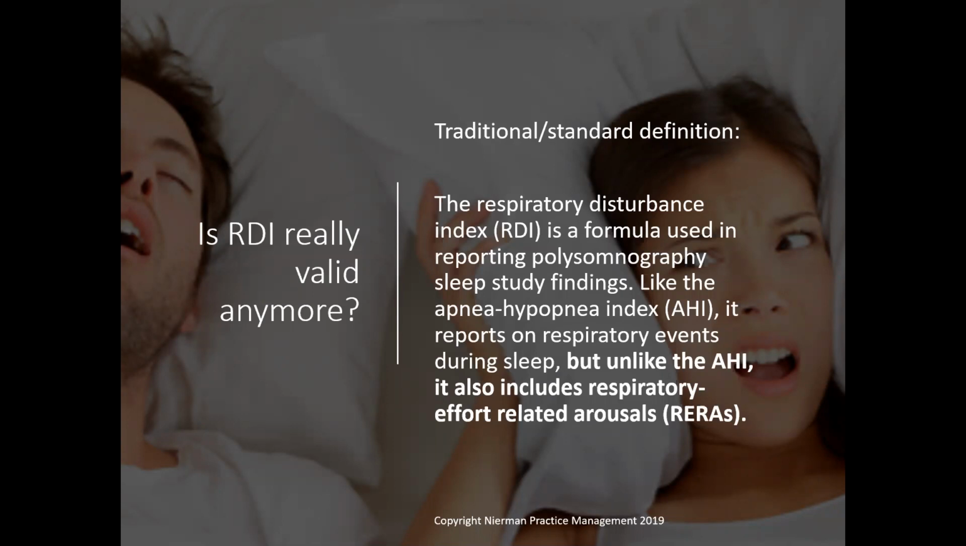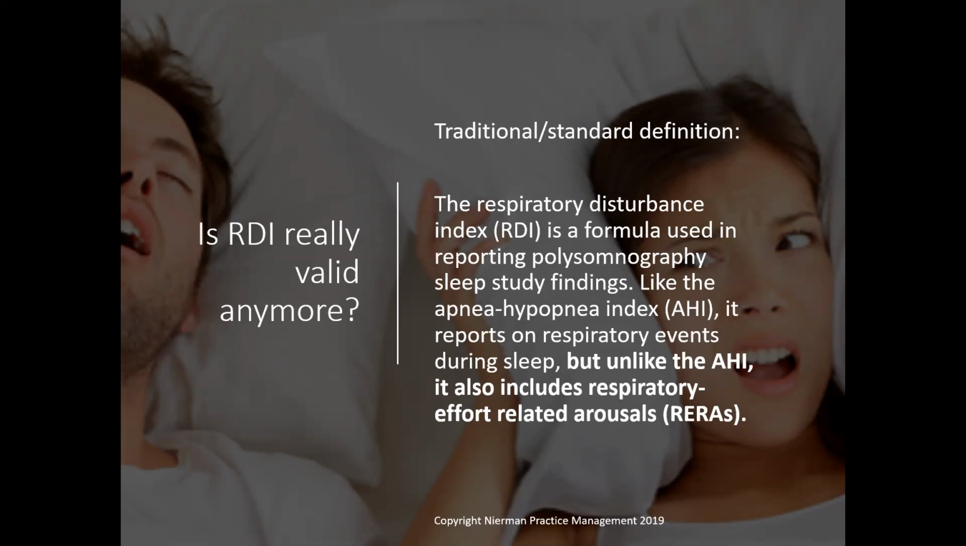AHI is the number of apneas and hypopneas added together and divided by the total number of hours of sleep. So we get an average number, basically, that the patient is having these episodes each hour. Now, RDI is very similar, but it also includes an additional set of events called RERAs, or respiratory effort-related arousals. So what you'll typically see with many patients is that the RDI is going to be higher than the AHI if you see both of those numbers on the sleep study report.